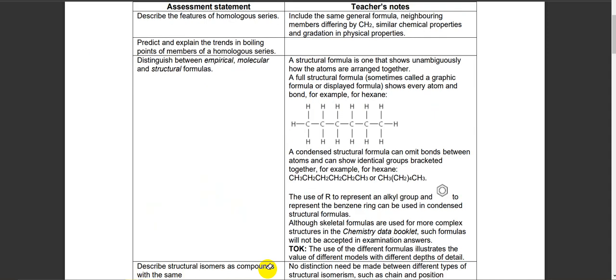Okay, next one is predict and explain the trend in boiling point of members of a homologous series. Let's say I have three different compounds. The first one is this.